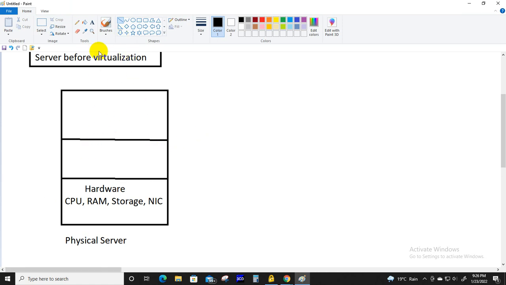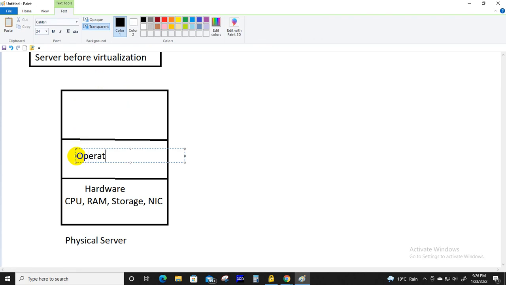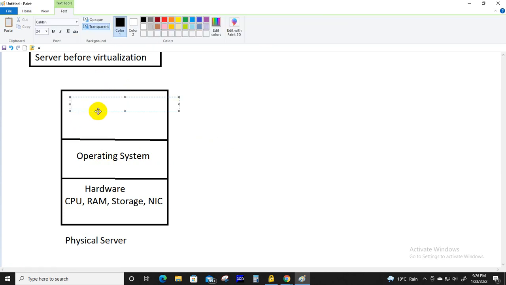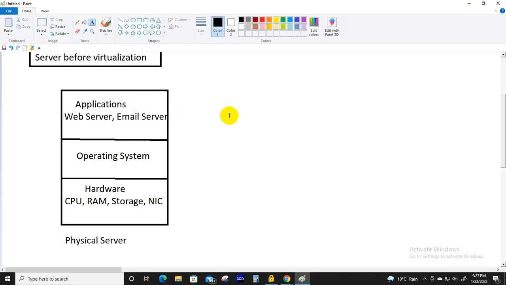Over the hardware, we have operating system. It could be Microsoft, it could be Linux. And above the operating system, we have different applications, like web server, email server, etc. So it is our traditional model.